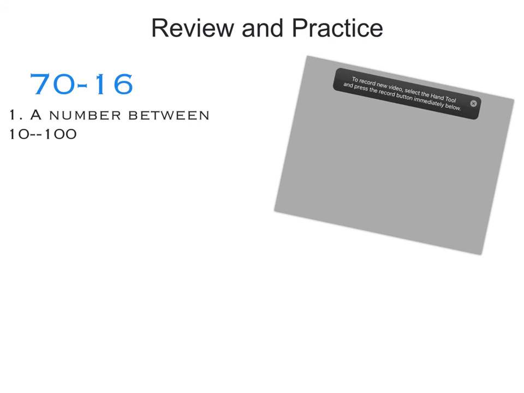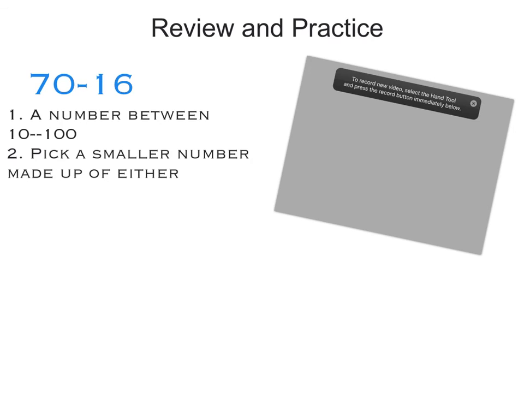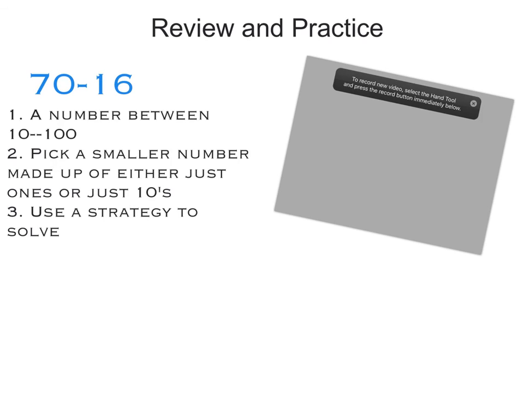Just like I started with 70. Your second step will be to pick a smaller number made up of either just ones or just tens. Then use a strategy to solve it. It can be one of the strategies you learned about in this video.